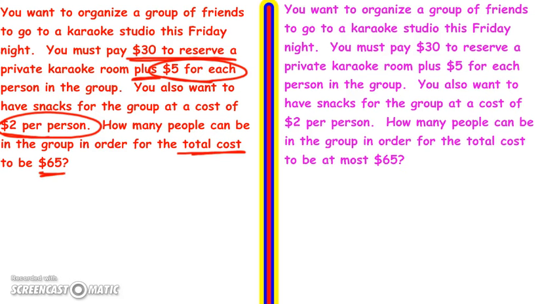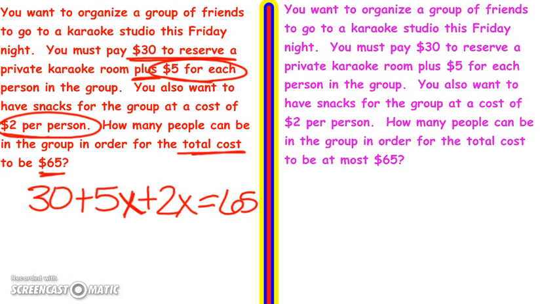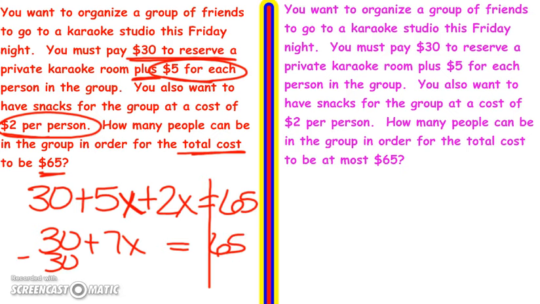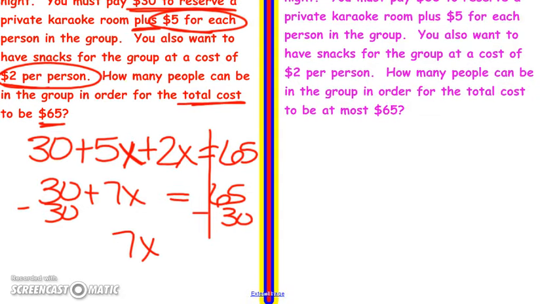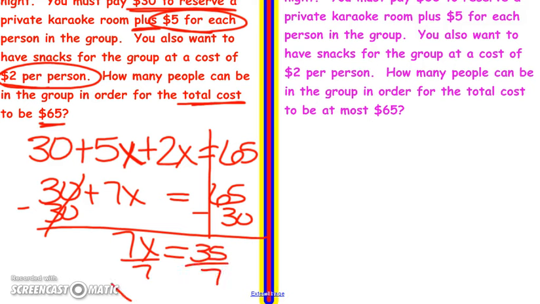So let's go ahead and write this. So it's $30 to reserve the room plus $5 per person or each. You also want to have snacks, so that's plus 2x because it's $2 per person. And you know the total is $65. At this point, you solve it. 30 plus 7x equals 65, minus 30, minus 30. 7x equals 35. Divide by 7, divide by 7. X equals 5. So you can invite 5 people.